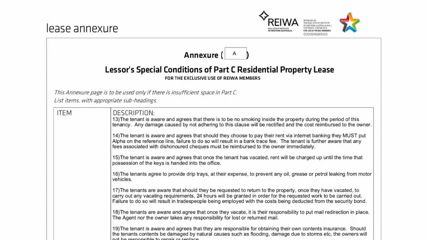The tenants are aware that should they be requested to return to the property once they have vacated, to carry out any vacating requirements, 24 hours will be granted in order for the requested work to be carried out. Failure to do so will result in a tradesperson being employed with the cost being deducted from the security bond. The tenants are aware and agree that once they vacate, it is their responsibility to put a mail redirection in place.